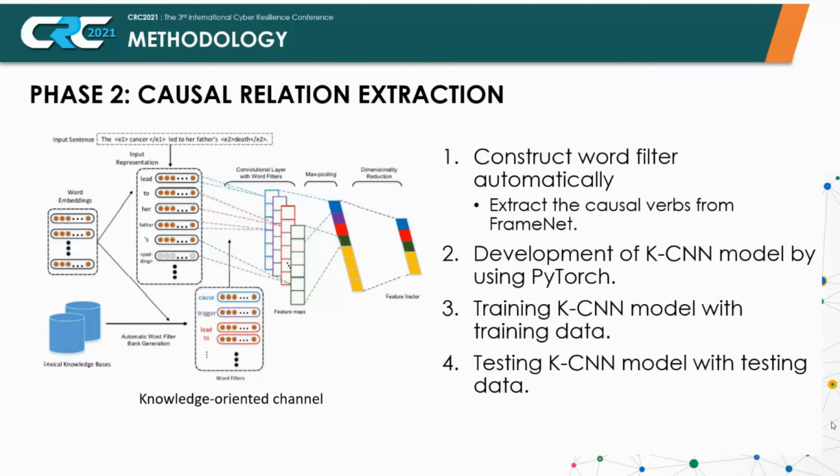Phase 2 is the causal relation extraction. First, we will construct a word filter automatically, which extracts the causal words from FrameNet. Next, we will develop a KCNN model by using PyTorch. The picture shown is the KCNN architecture, which consists of the word embedding, which we will then pass into the convolution network, then to the max pooling, and lastly the output. Last, we will train and test the KCNN model with the data.